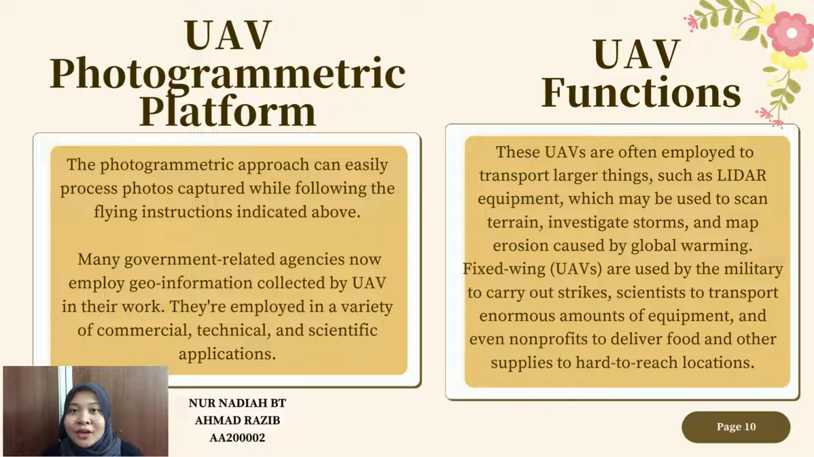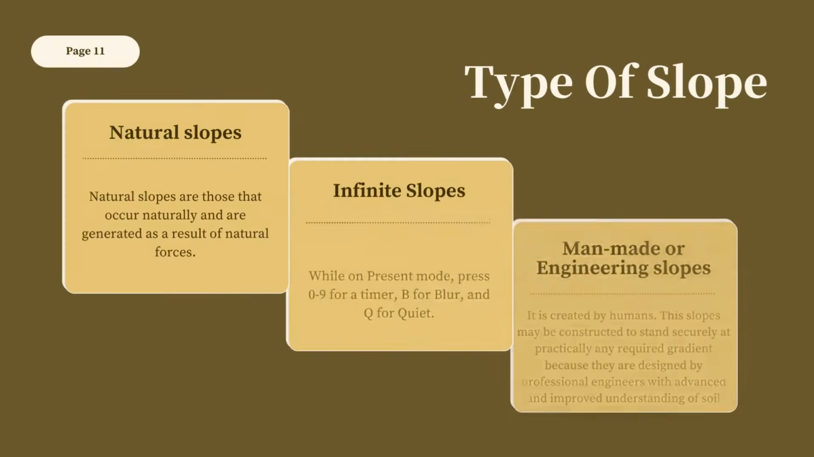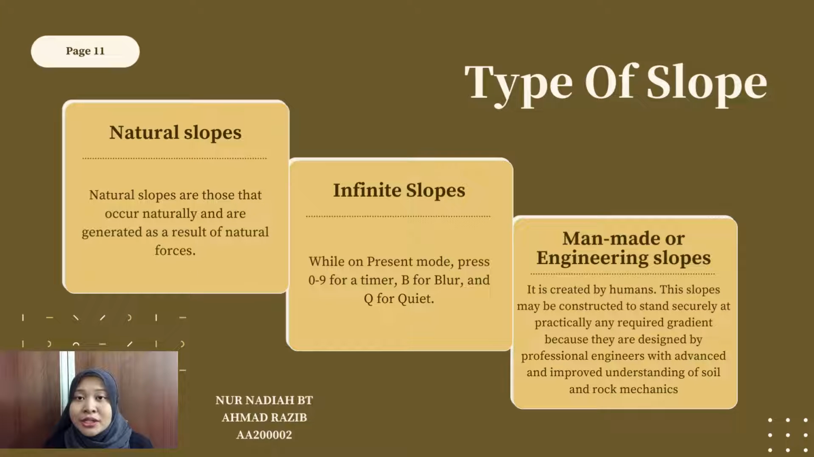Fixed wings are used by the military to carry out strikes, and by scientists to transport enormous amounts of equipment. For the types of slope, first is the natural slope. Natural slopes are those that occur naturally and are generated as a result of natural force.